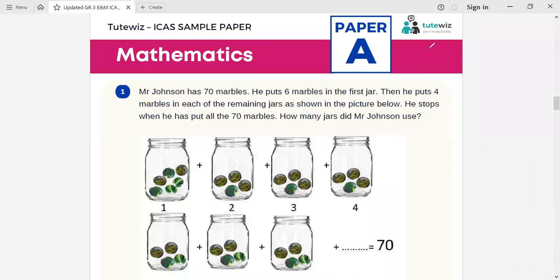Hi, let's look at a few maths questions. Let us see if we can apply the mathematical skills and concepts we have learned so far.